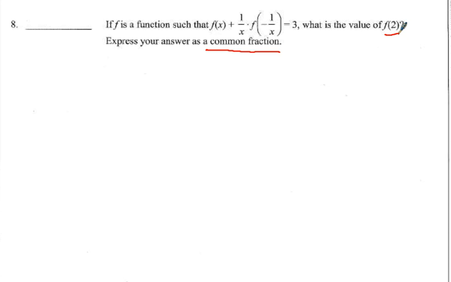Alright, so let's plug in 2. So we end up with f of 2 plus 1 over 2 times f of negative 1 over 2 is equal to 3. Well, that in and of itself is not too ugly. But the problem is we have another f of negative 1/2.